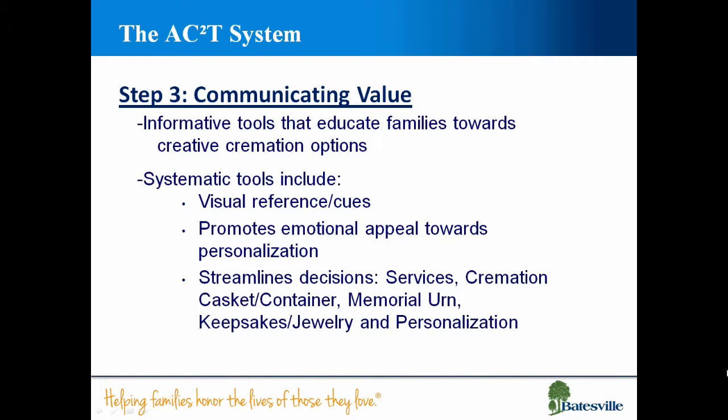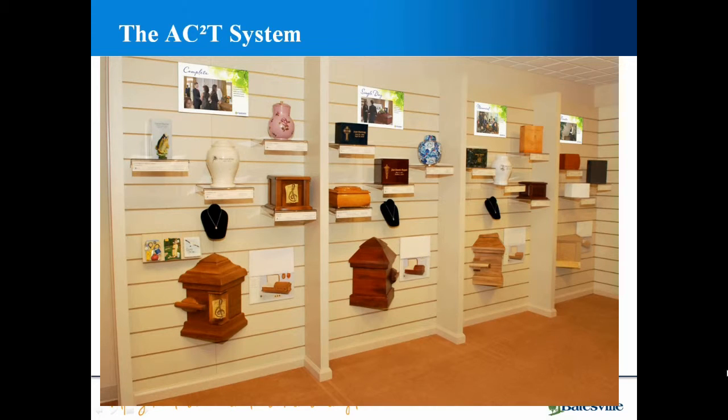Step 3 is then communicating the value. Here's where we have the visual references, elements that have an emotional appeal for the consumers, collateral materials that are printed, and graphics and the likes. This is an example of what a selection room may look like. Once the packages are set up, the selection room should be set up to match the packages and continue to build trust and make that decision-making process less confusing for consumers.